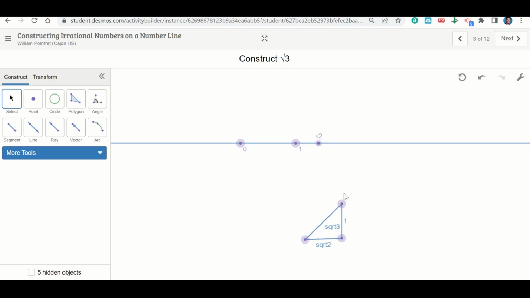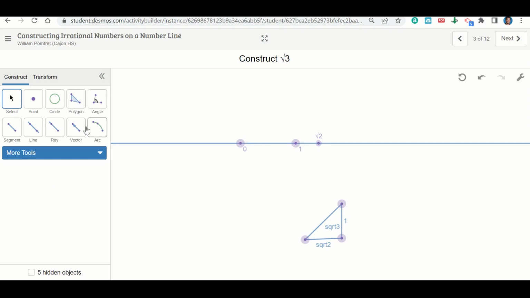So in order to get a square root of 3, we have to have square root of 2 for one side and 1 for the other side. Well, luckily we already have square root of 2 here. So that length is square root of 2. So now if we can just make a right angle here and then make this length 1, then when we connect the dots, that should be square root of 3.